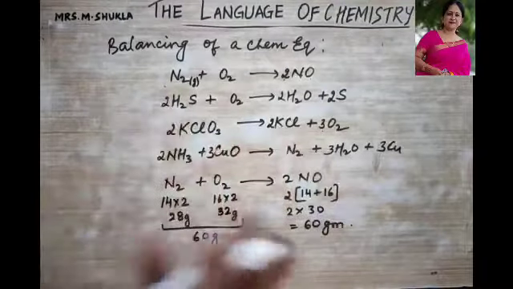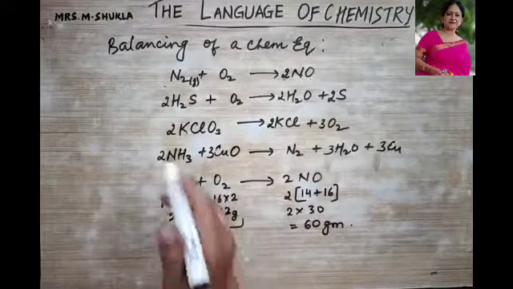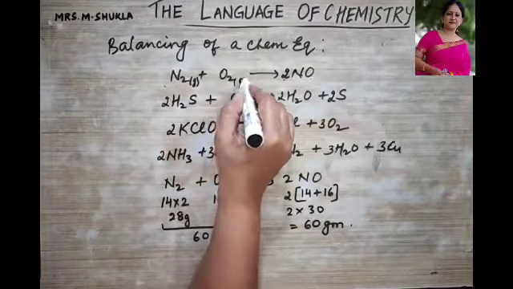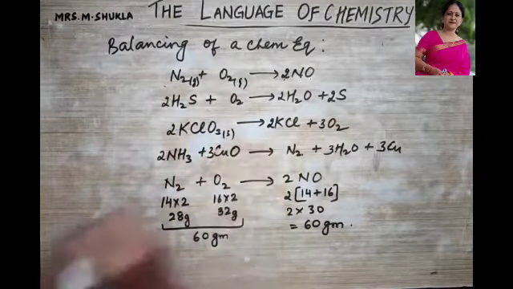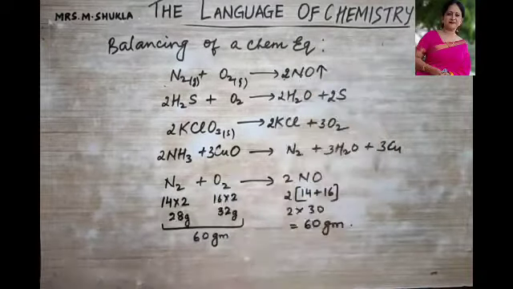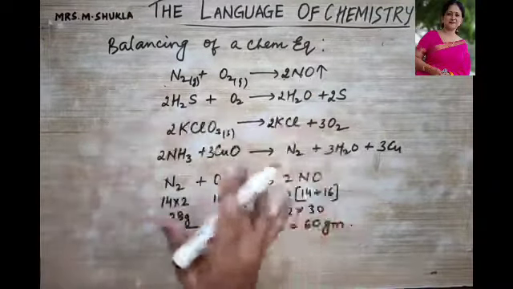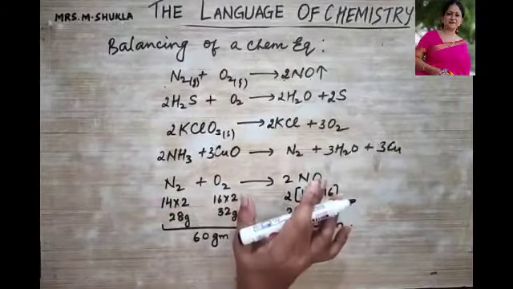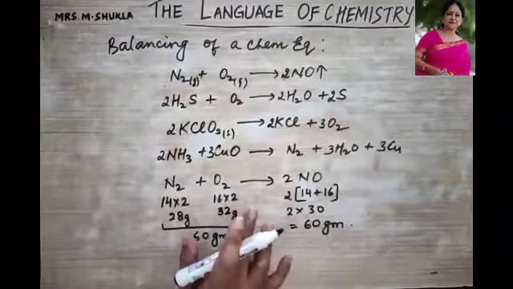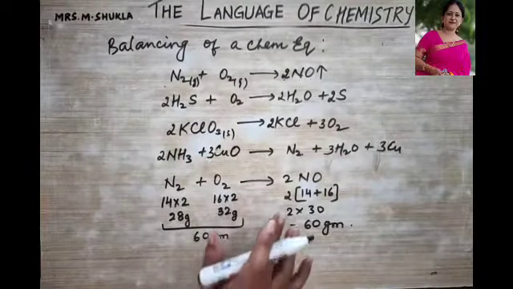So all these limitations were overcome by different ways, like gases were written over here, or here the solid was given. Then if the gas is evolved, the arrow was given, right? So different limitations were overcome, but still the balancing of a chemical equation has certain limitations.